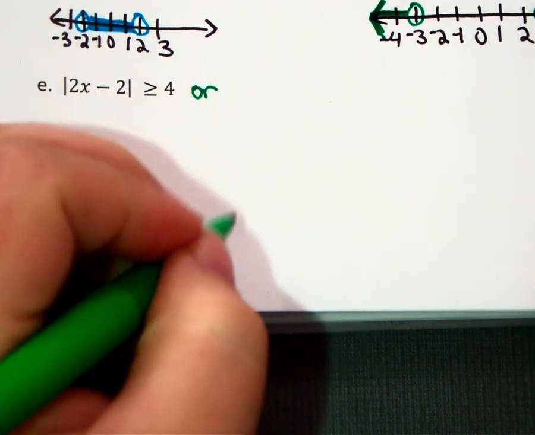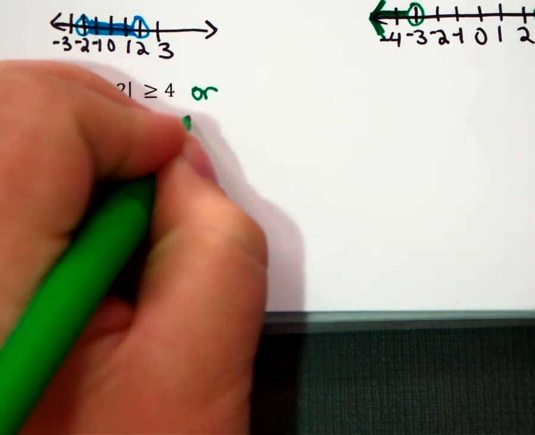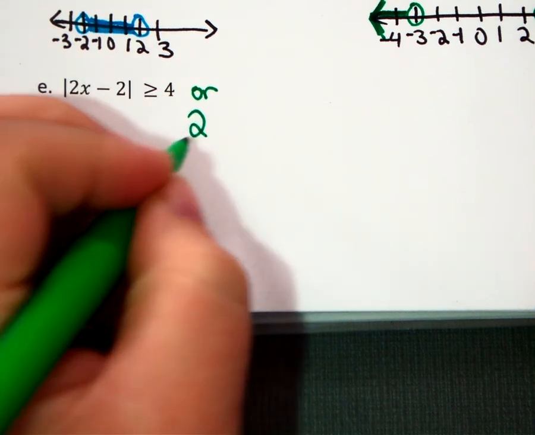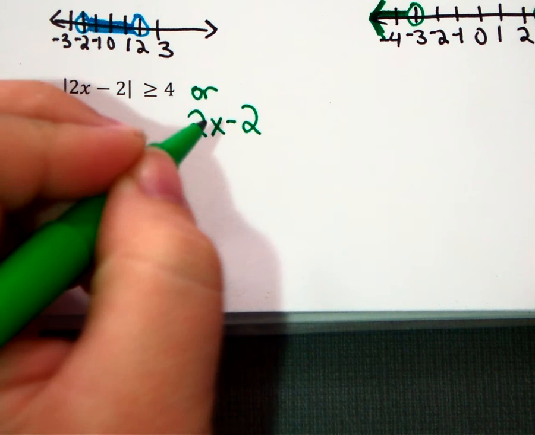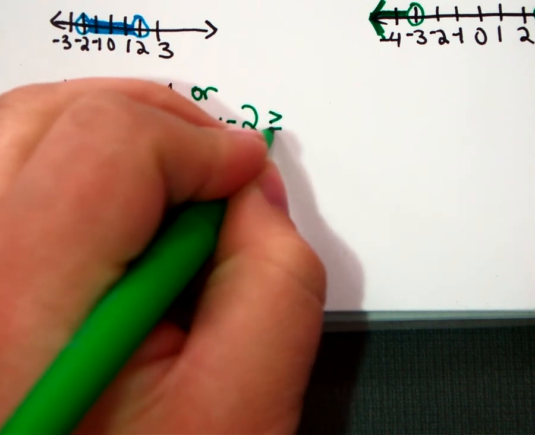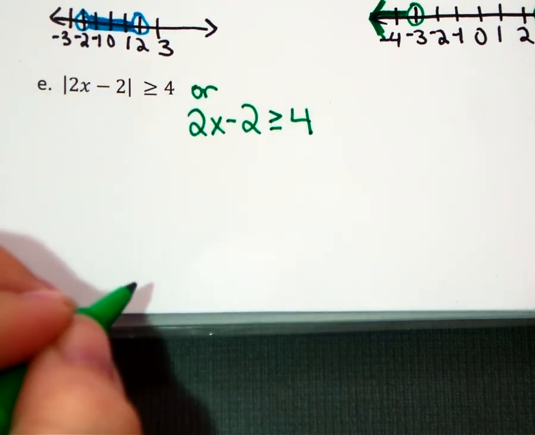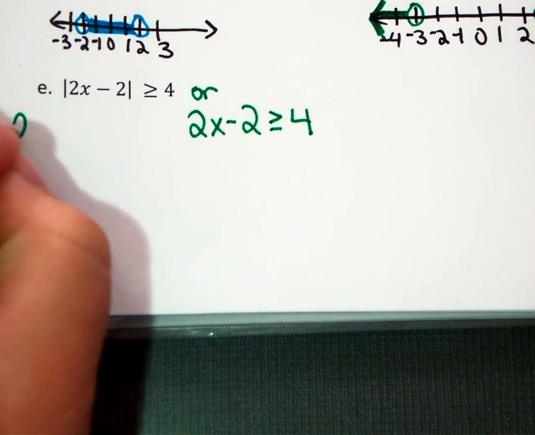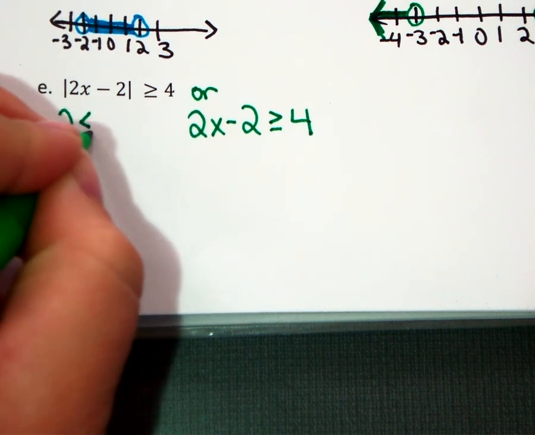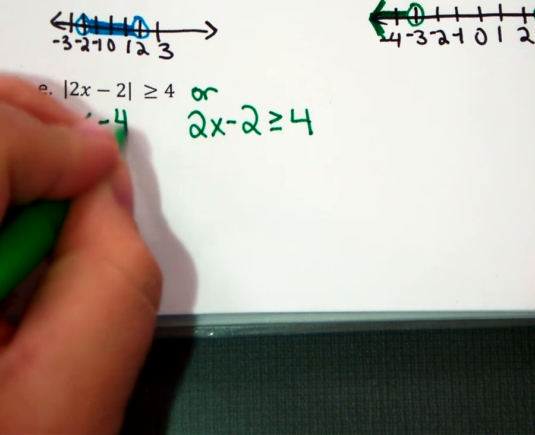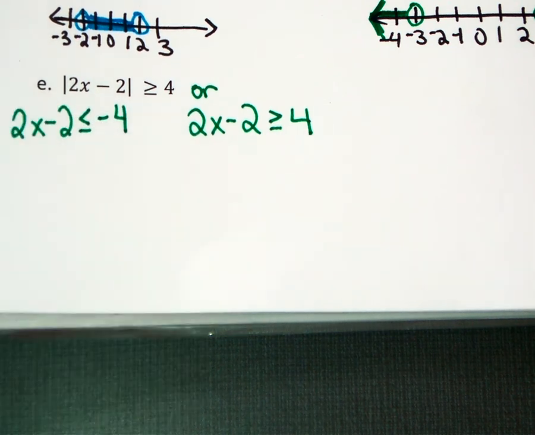We will have two separate inequalities. One will look exactly like the problem, just without absolute value signs. So 2x minus 2 is greater than or equal to 4. The other one will be 2x minus 2 is, switch the sign, less than -4. Solve both of these inequalities, please.